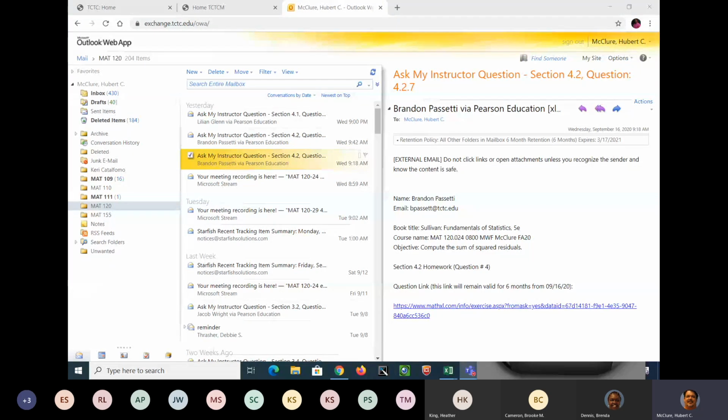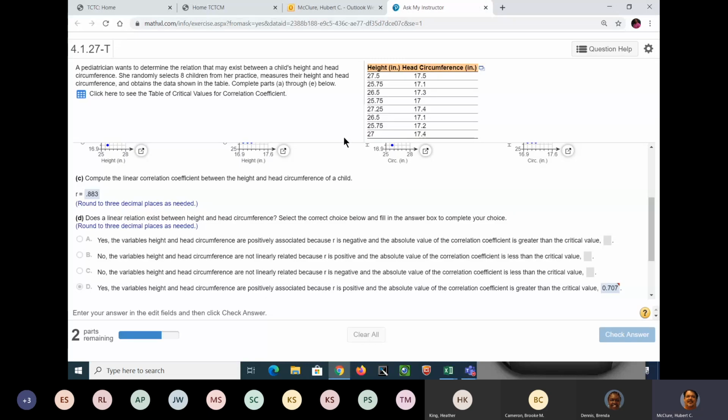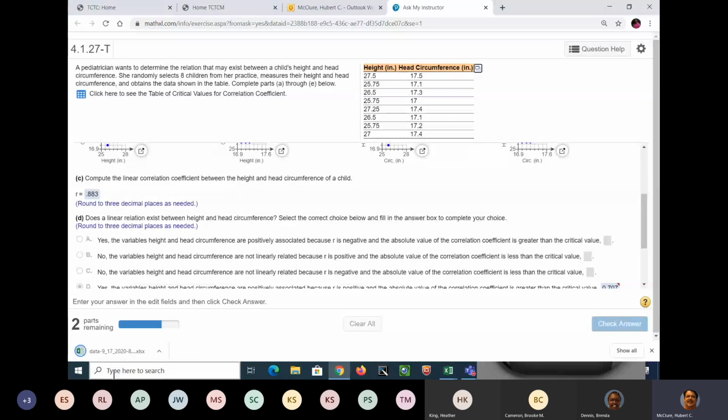So the first question I have is not a difficult question. It's this question right here. This is 4.127/10. It gives us a table, and I'm just going to go ahead and dump it in Excel, so that way you can type it in your calculator and I can be working on it while you are typing it in your calculator.